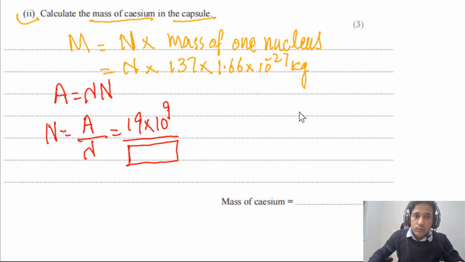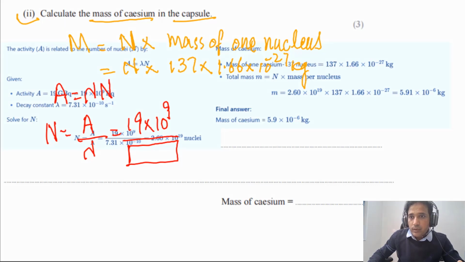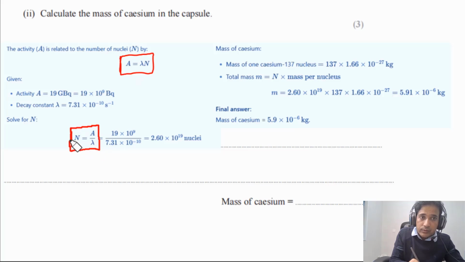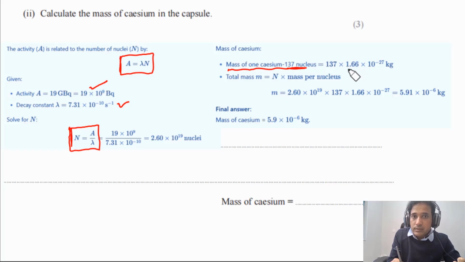Now let's go through the complete solution. So here you can look at the complete solution. You can see I have written this formula first. Then I have calculated the value of N using this formula, because we have the initial activity, and we calculated the decay constant in the last part. The mass of one cesium nucleus is this one. This is the mass of one nucleon, and then we multiply by the total number of nucleons. So these are the total number of nuclei of cesium in the sample, and this is our final answer.